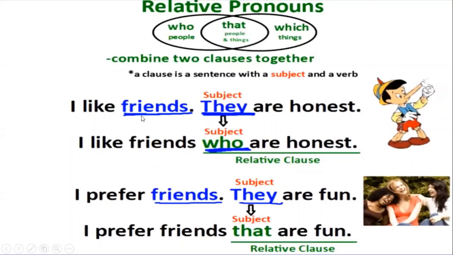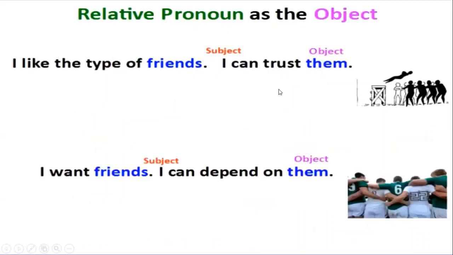And as you can see right here, let's go back a little, just for a second. In the first sentence, everything stays the same, like I like friends, I prefer friends. Where we start making changes is in the second sentence, right? In the relative clause itself is where we can make some changes. Something happens here, right? The same thing happens here. So I like the type of friends, I can trust them.